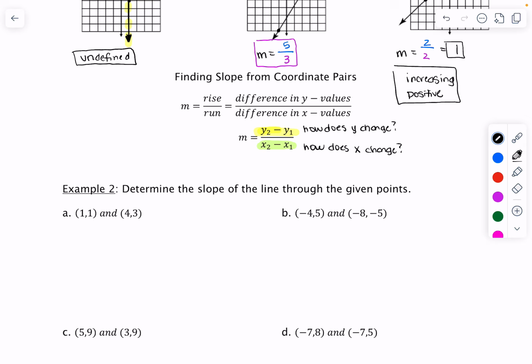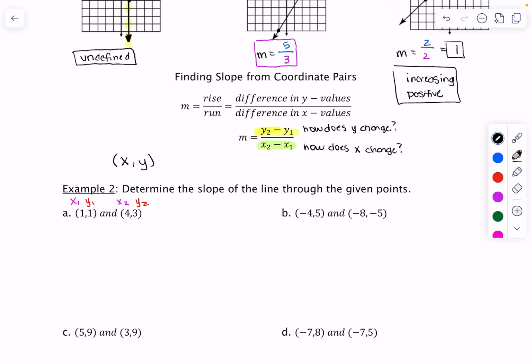Determine the slope of the line through the given points. So I know that I'm going to have to use this formula, and what will really help me out is remembering that a coordinate pair is always x comma y. That is how a coordinate pair is always written. So I can label these. I can label this as x1 and x2, and I can label this as y1 and this is y2. Okay, because I've got one y and one x, and I've got a second y and a second x, so this is how I would label it.